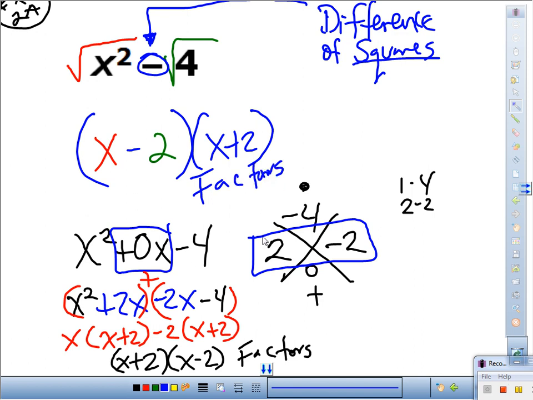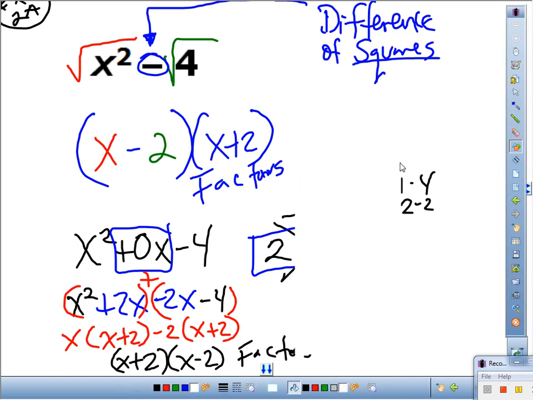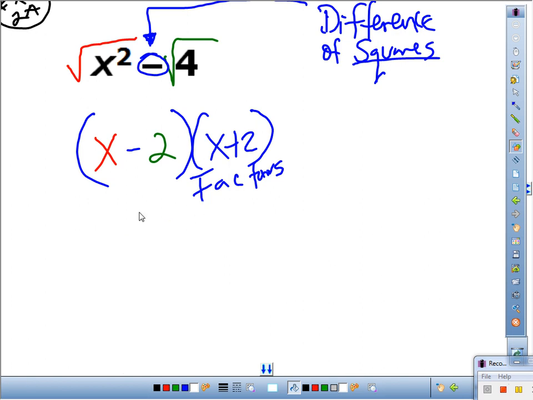Factors. Do you need to do all this work? No. I just showed you why it works. Did it work? Did I get the same thing as this? Yes. So therefore, copy that. Because it's a difference of squares. It's a pattern.